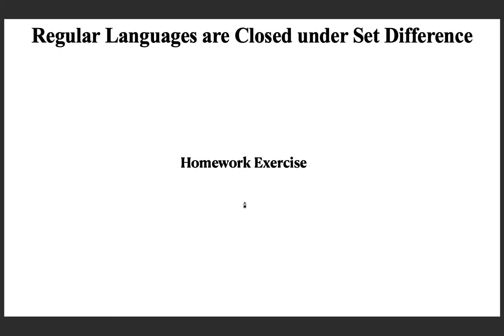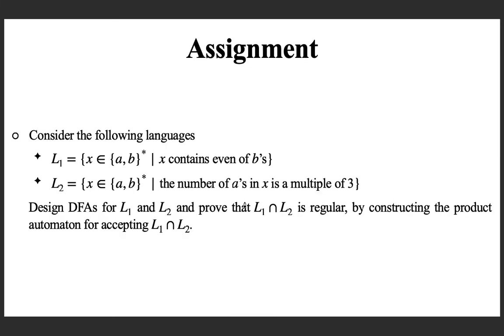And with this, I am moving to the last slide where I am giving you an assignment. This is just an exercise for you to practice and understand what a product construction is. So consider the following languages. First language is the set of all strings over {a, b} such that the number of b's is even. L2 is again strings over {a, b} such that the number of a's is a multiple of 3. That is, if you count only the number of a's, it must be a multiple of 3. So these two are languages and you are asked to design DFAs for L1 and L2. So the first part is you are going to prove that these are regular languages by giving DFAs. And then prove that their intersection is regular by constructing the product of the DFAs that you are going to design.